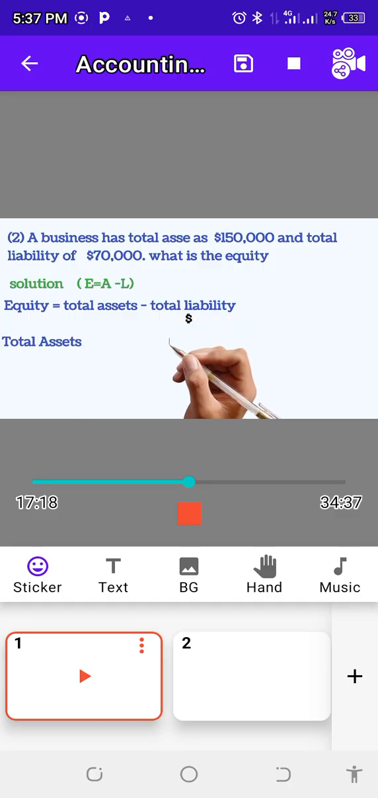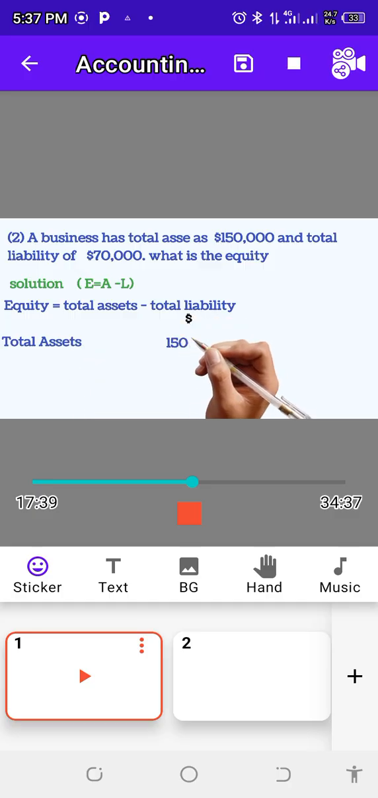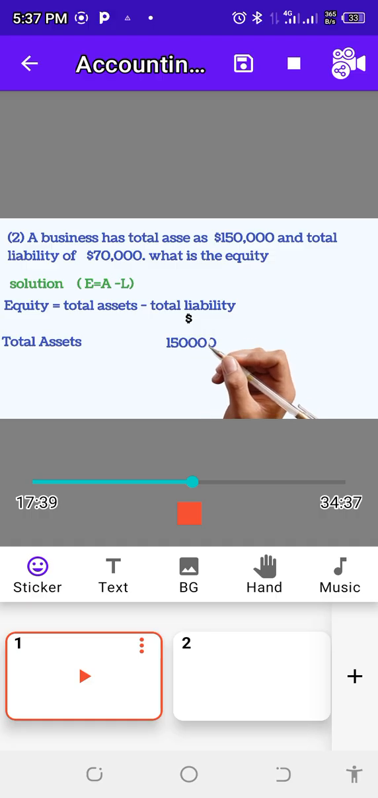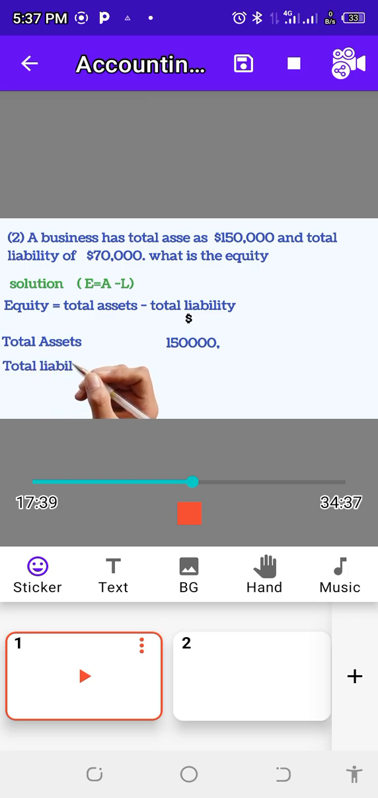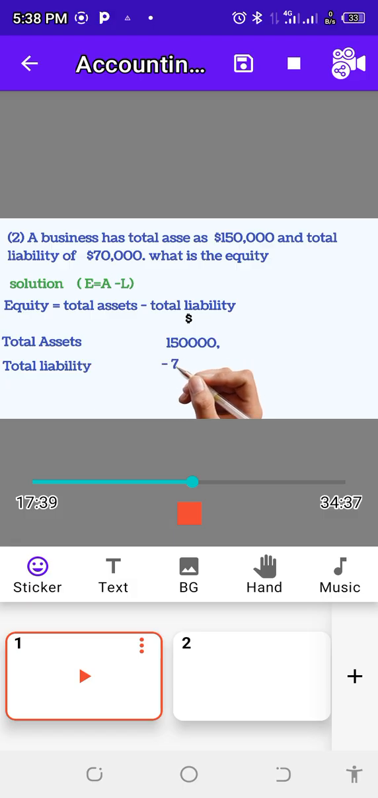That is to say, $150,000 minus $70,000. Total asset minus total what? Liability. And what will remain is $80,000. $80,000, that is what will remain.